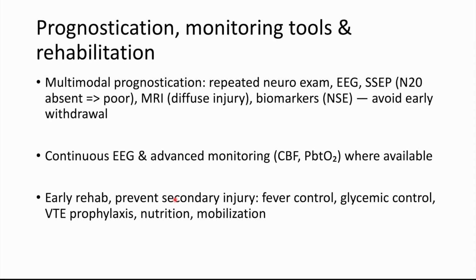Prognostication, monitoring tools, and rehabilitation. Multimodal prognostication, like repeated examination, EEG, MRI biomarkers to avoid early withdrawal. Then continuous EEG and advanced monitoring should be done. Then early rehab prevents secondary injury. Then fever control, glycemic control, then prophylaxis for venous thrombosis, then nutrition should be given. Mobilization should occur as early as possible after the patient recovers.